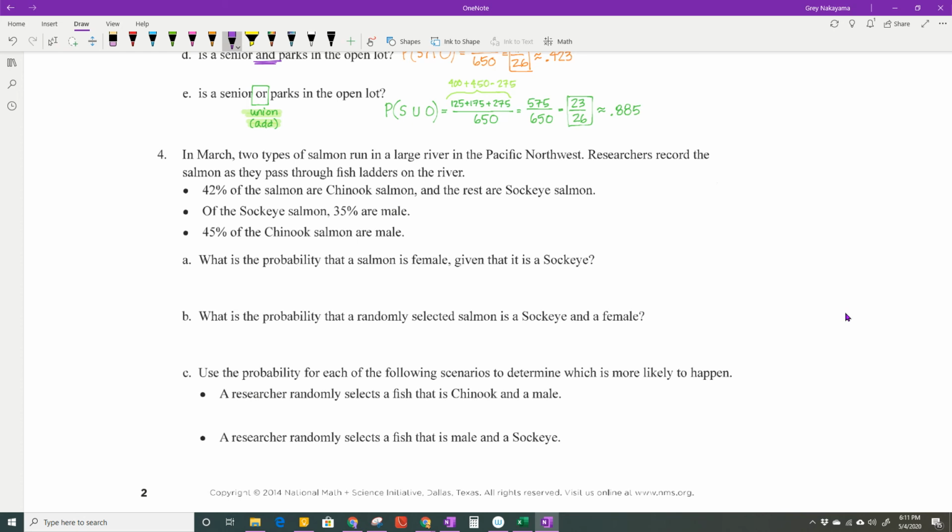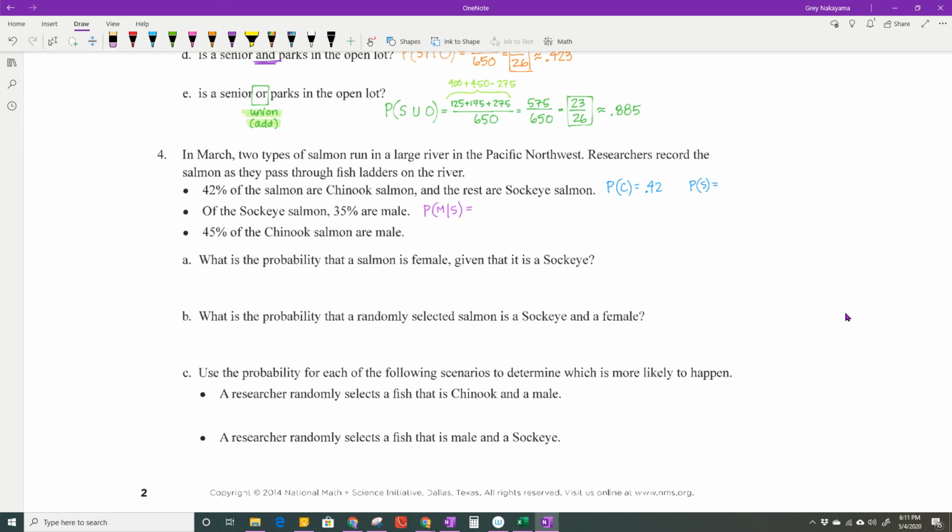So in this problem, in March, 2 types of salmon run in a large river in the Pacific Northwest. Researchers record the salmon as they pass through fish ladders on the river. So the information they give me, 42% of the salmon are Chinook salmon and the rest are sockeye salmon. So that statement is going to tell me what percent is Chinook, 42%. Well, that means you can tell me what percent are sockeye, because they both have to add up to a total of 100%.